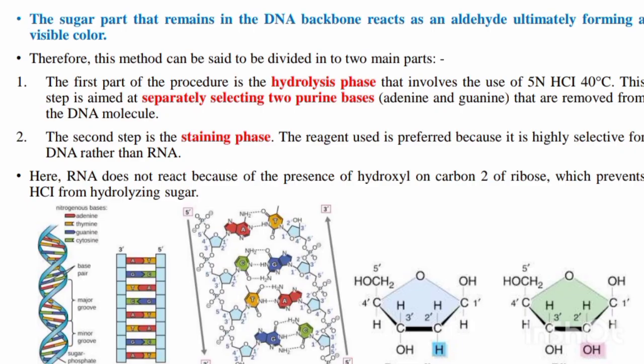So in this staining phase, RNA does not react because in RNA there is a hydroxyl on the carbon 2 of the ribose, which prevents the hydrochloric acid from hydrolyzing the sugar.